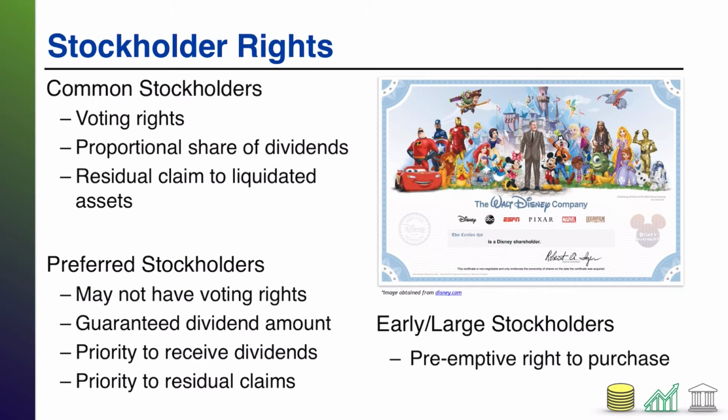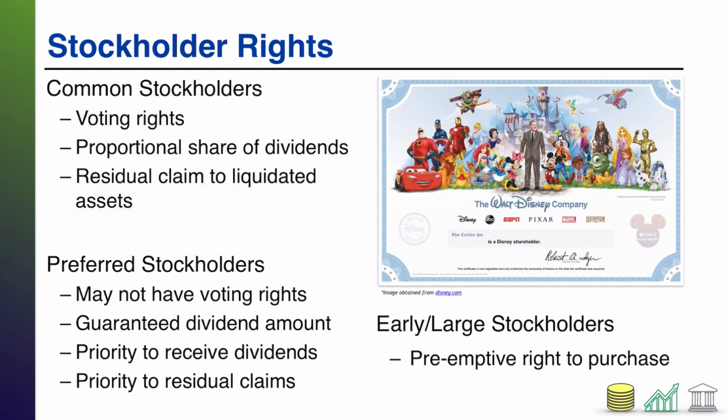So your proportional stake of ownership will give you a proportional share of the vote, basically, on those major issues. Your share of stock will also give you a proportional stake in the dividends that the company gives out. So on that prior slide where I showed the dividends going back to the shareholders, you will get your proportion of that based on how much of the overall stock that you own.